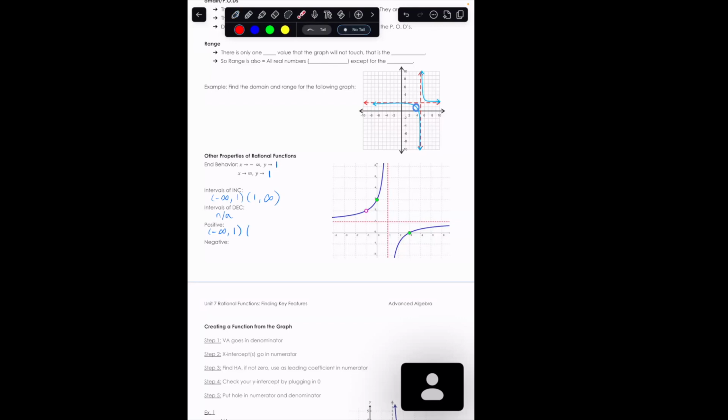And then from 1 to 3, these are negative, but then it picks up at 3, and then 3 to infinity, it goes back positive. Nope, I did not mean to put 0. 3 to infinity.